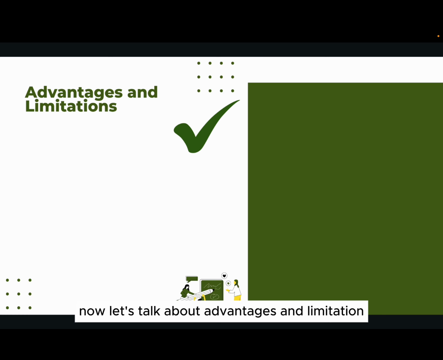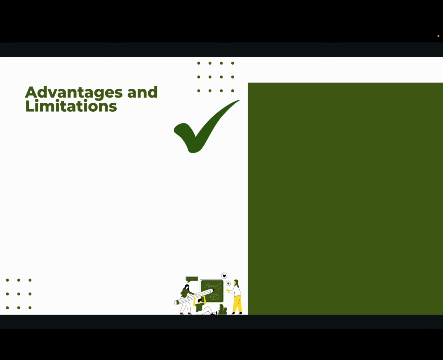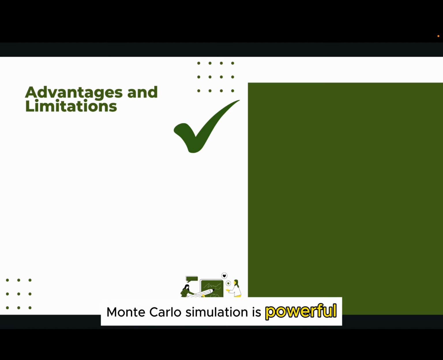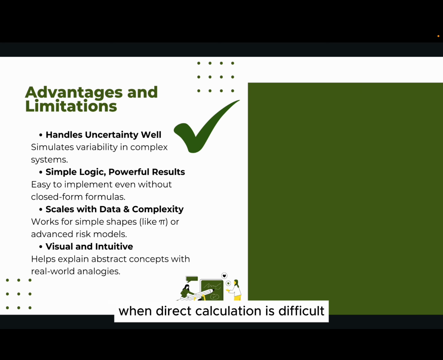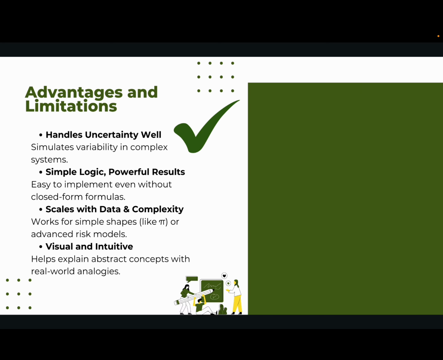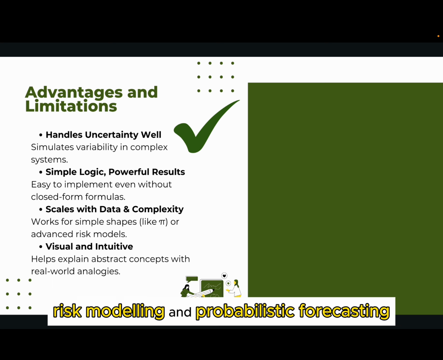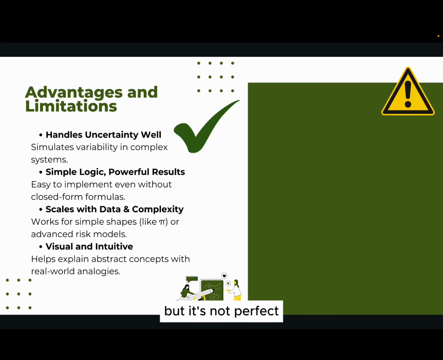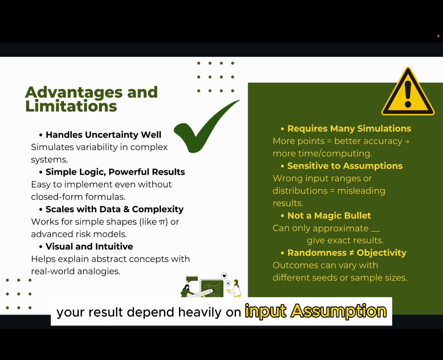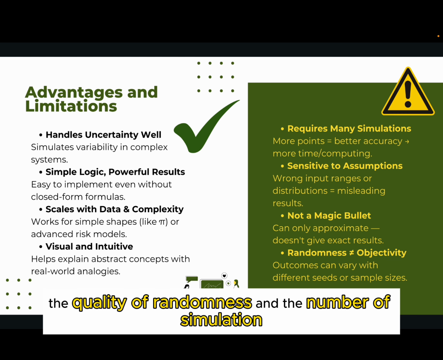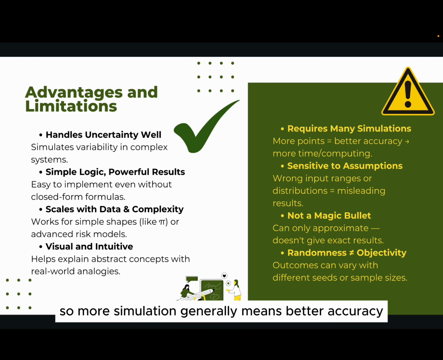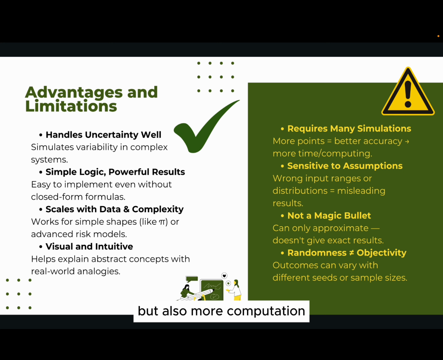Now let's talk about advantages and limitations. Monte Carlo simulation is powerful because it helps us estimate values or outcomes when direct calculation is difficult. It's great for uncertainty, risk modeling, and probabilistic forecasting. But it's not perfect. Your results depend heavily on input assumptions, the quality of randomness, and the number of simulations. So, more simulations generally means better accuracy, but also more computation.